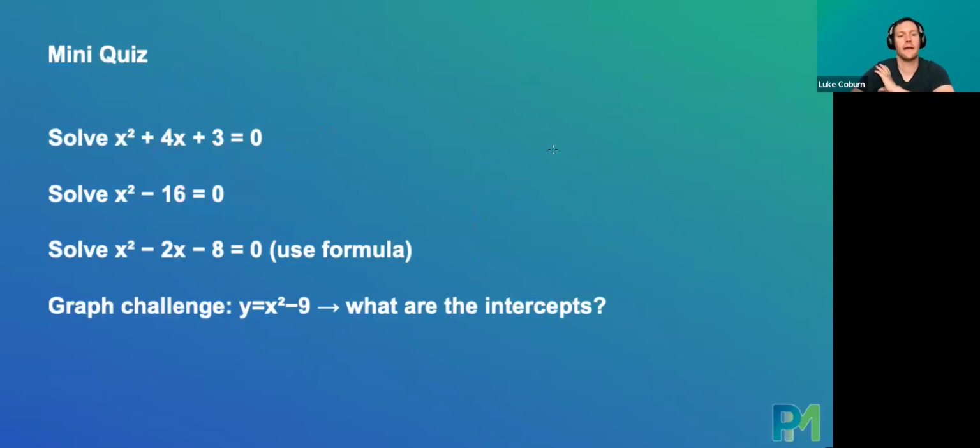Okay, so we have a mini quiz. Maybe just have a quick go factorizing the examples and then getting the roots. So you want to end up with x equals in each of the cases. And then in the third case, even though you don't have to, go ahead and try using the formula. And then we're just going to have a quick go at what the intercepts are for the last one.